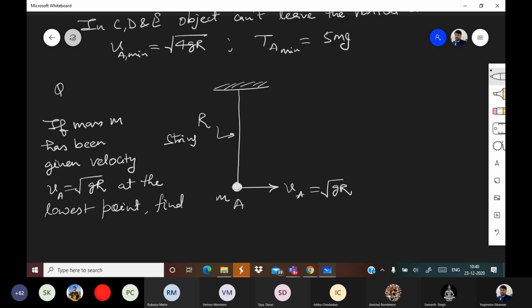find the maximum height attained by the mass. Find the maximum height attained by the mass. Please find.